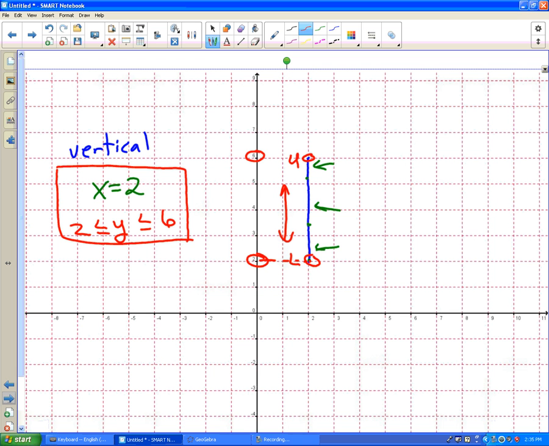So horizontal and vertical, the equations are simple. It's either y equals a number or x equals a number. And then our domain would go from our left and right endpoints or our lower and upper endpoints.